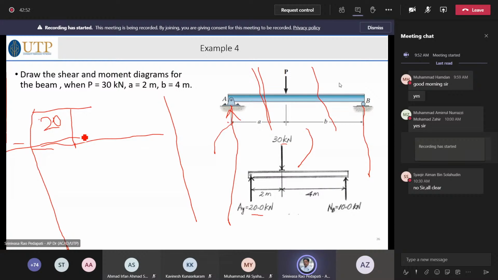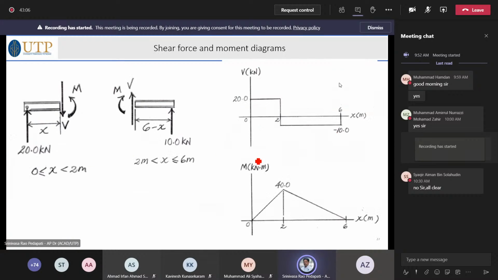Similarly, after this point, what happens is 20 up, 30 down. That means net force is down. How much down net force? Net force is 10 down. Therefore, it will come like that. Let us see after solution.